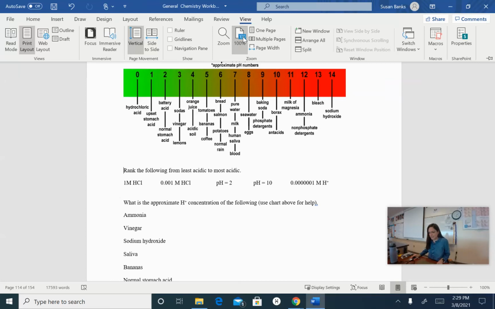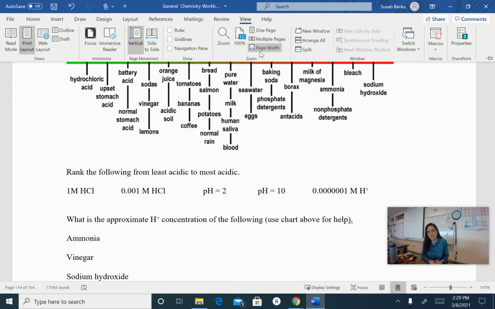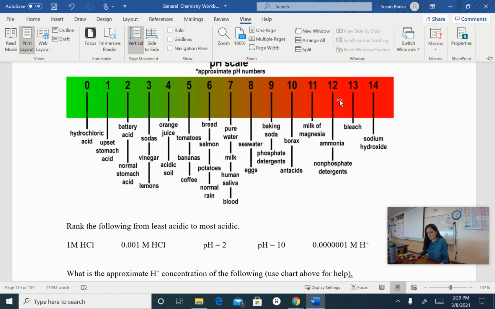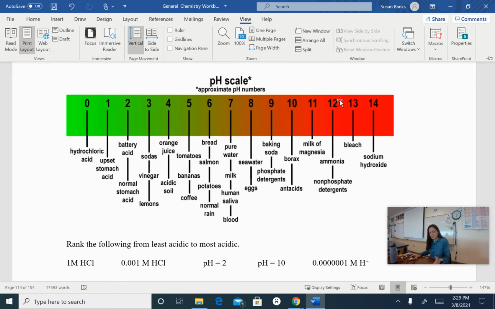Hey guys, today we are going to learn a little bit more about pH, and we are also going to learn about neutralization. So when we left off last time, I had introduced the pH scale and introduced that it was a logarithmic scale. Now, if you remember, each time we went up a number in the pH scale, we went down by 10 times the concentration.